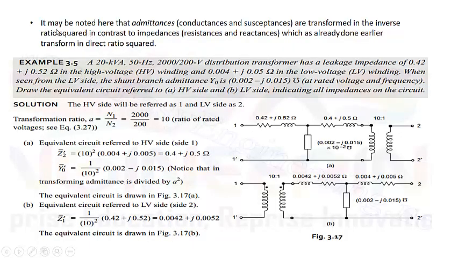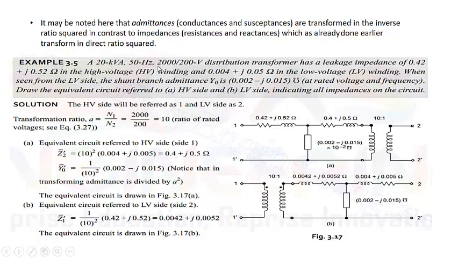So it may be noted that admittance, conductance and susceptance are transformed in the inverse ratio of the ratio squared, in contrast to the impedance, which we already did earlier. That is direct ratio square. Let us try to do one numerical. It will be a little bit clearer to you.